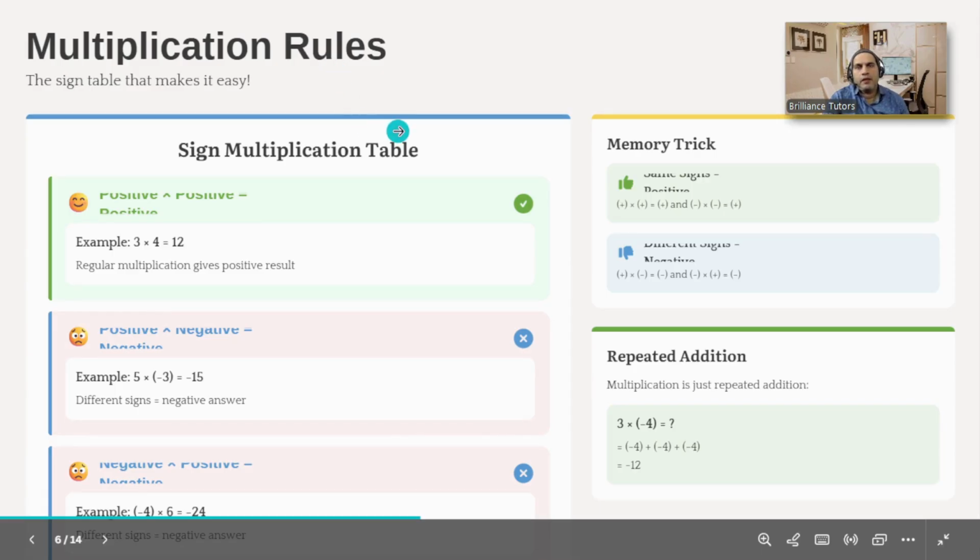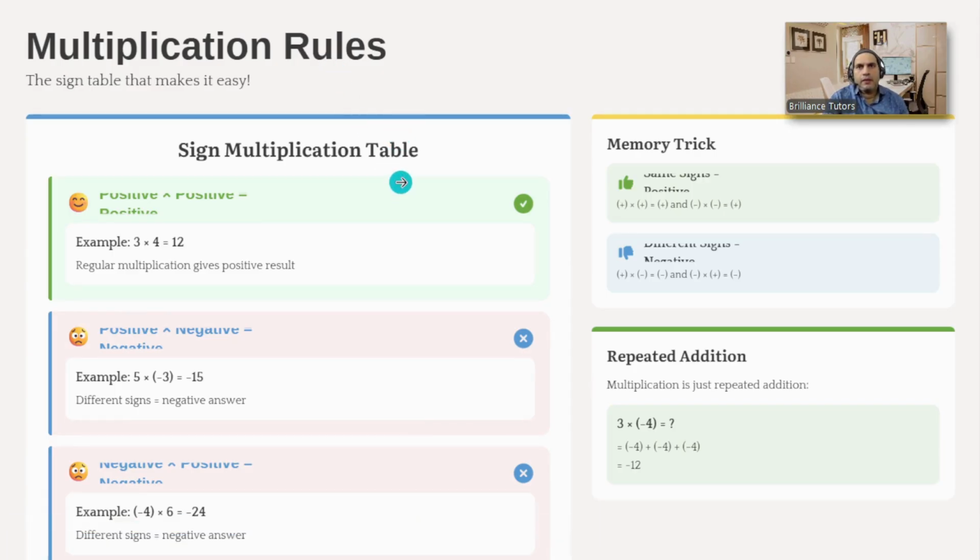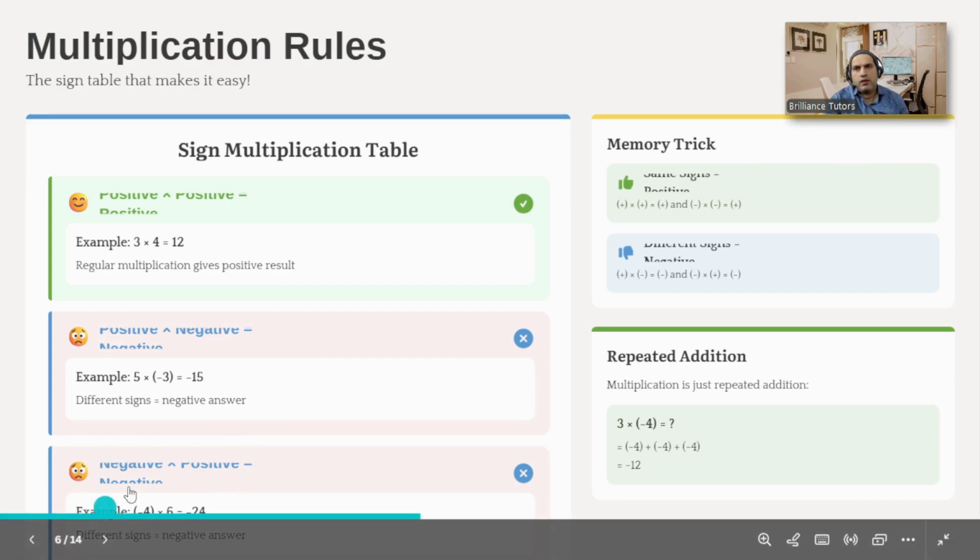Then we have multiplication rules here, like multiplication tables. 3 into 4 is 12. Regular multiplication gives positive results. When you multiply a positive and a negative number, we always get a negative answer. So different sign equals a negative answer. If both signs are different, then we will get a negative answer. Negative and positive also gives a negative sign.